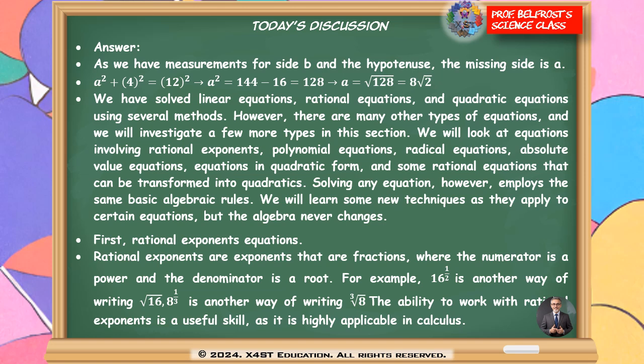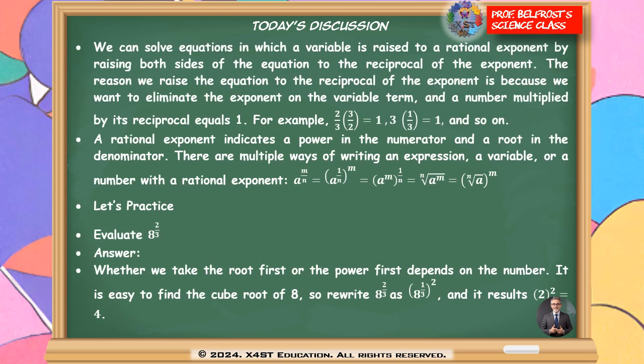Okay, so what is a rational exponent? Rational exponents are exponents that are fractions, where the numerator is a power and the denominator is a root. For example, 16 raised to the power of 1/2 is another way of writing the square root of 16. Or 8 raised to the power of 1/3 is another way of writing the third root of 8. The ability to work with rational exponents is a very important skill, and it is sometimes used in calculus later.